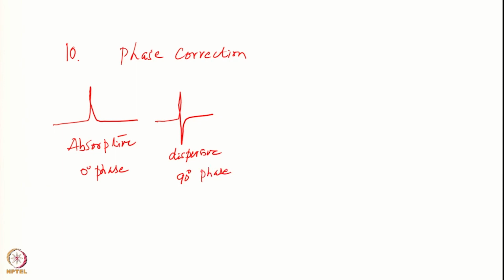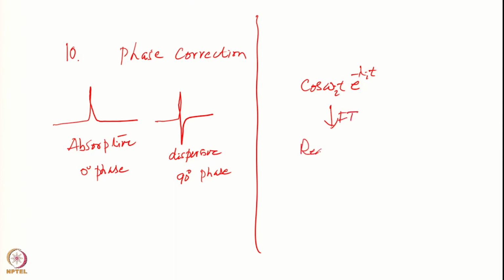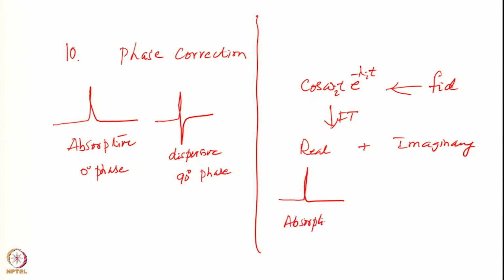In FT-NMR we collect the data as, let us say, cosine omega I t e to the minus lambda I t. Suppose we have the signal which is like this. When you Fourier transform this, it generates two components, one is the real component and the other is the imaginary component. This time domain function is my FID. If the FID is like this, the real part will have a pure phase absorptive signal, and the imaginary part will have the dispersive component.